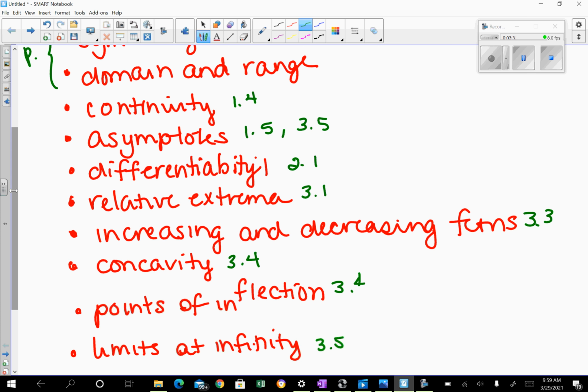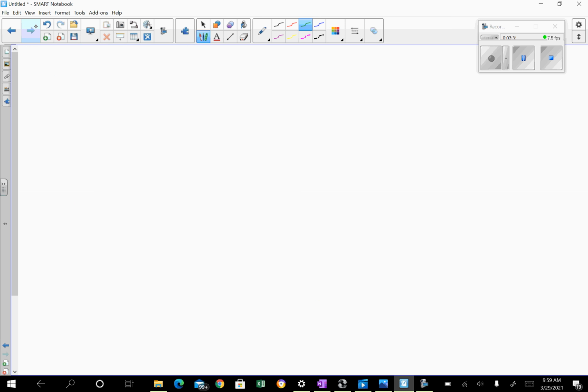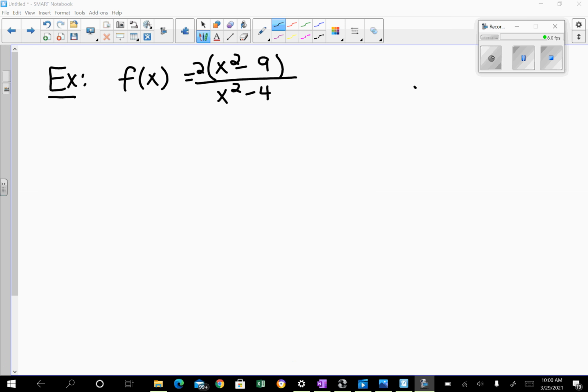So we're going to look at an example and utilize all the things that we just wrote down on that page. Our example is we're given a function, 2 times x squared minus 9 over x squared minus 4. So we're going to sketch this function without using a calculator.